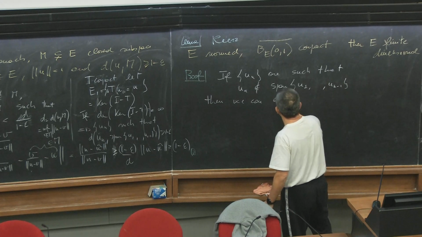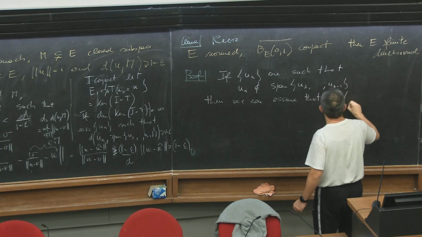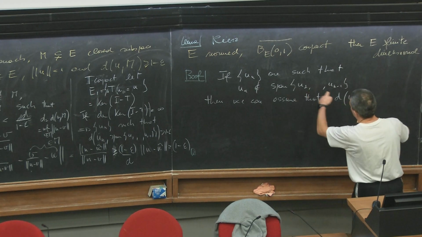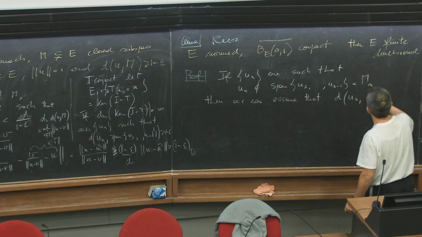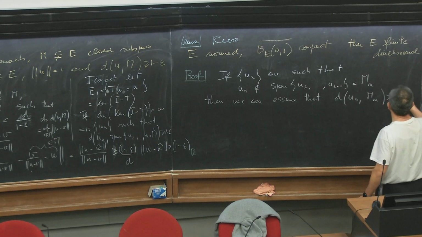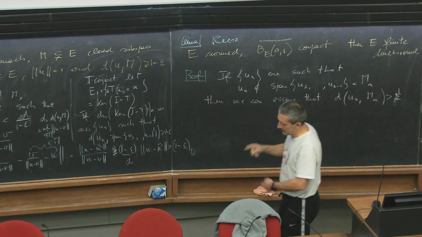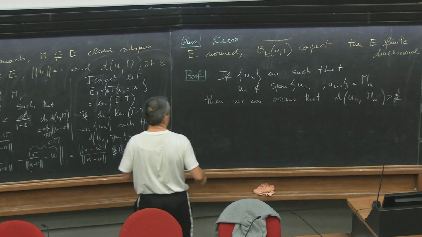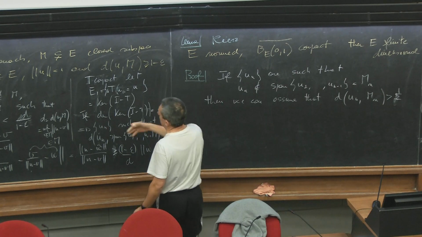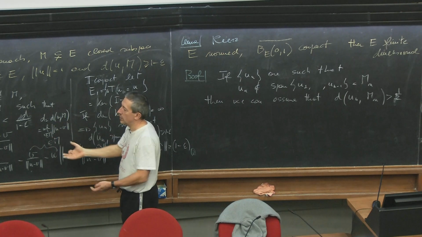We can assume that the distance of u_n from this span, let's say this is M_n, is larger than 1/2, for example. So in Hilbert space, when we say the distance is 1, it's exactly the orthogonality relation. So it is just an approximation of the orthogonality, of the orthogonal projection.